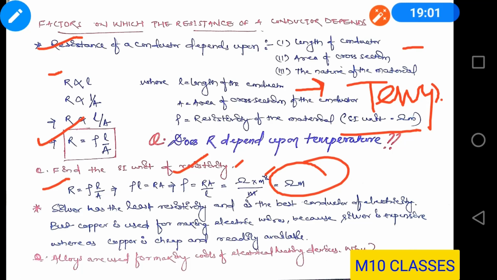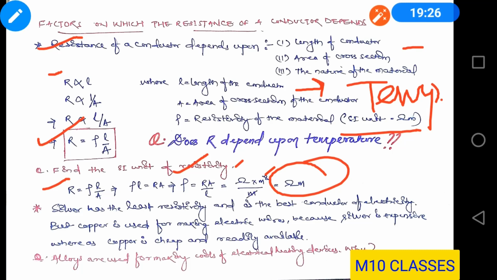Now a question for you. Alloys are used for making the coils of electrical heating devices. Now suppose you consider your electric heater. In your electric heater, the coil that is used is made up of nichrome, that is an alloy. So why are we not going to make it of a metal?